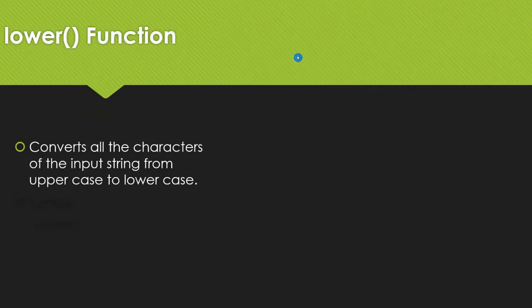The next function which we are going to see is the lower function. This function is used to convert all the characters of the input string from uppercase to lowercase. However the user enters the input, all the characters will be converted into lowercase. Suppose the user enters the text already in lowercase, that will be displayed as it is. There will be no changes. The main thing is we'll be getting the output in lowercase. Syntax is a dot lower.